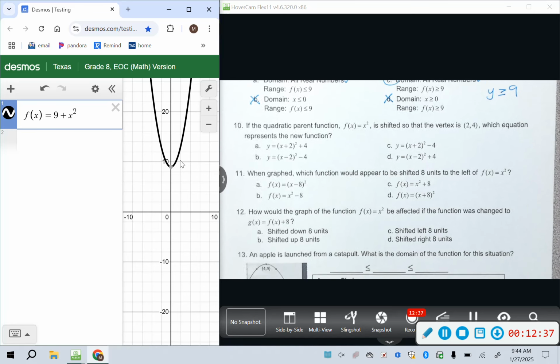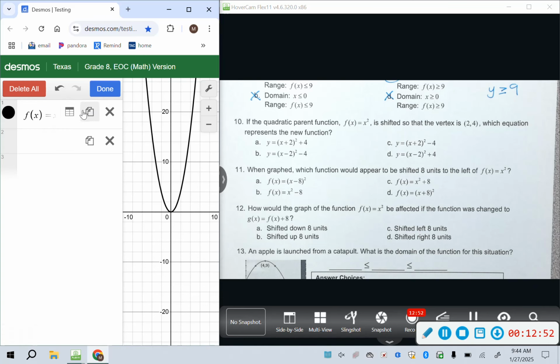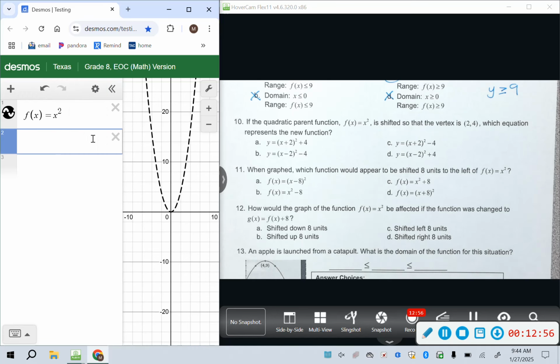Okay, looking at number 10. It says if the quadratic parent function f of x equals x squared, I'm just going to erase these, is shifted so that the vertex is (2, 4), which equation represents the new function? So let's type them in. I'm going to leave my parent function. I'm actually going to change it to a dashed line. And I'm going to type in my new one.